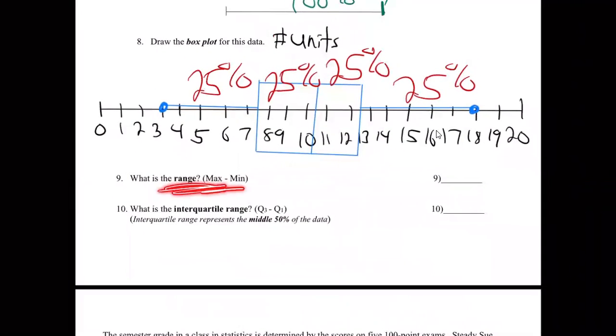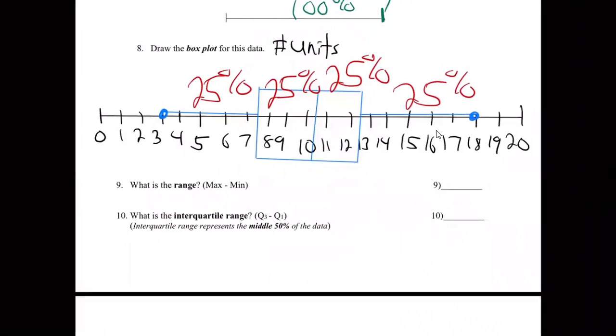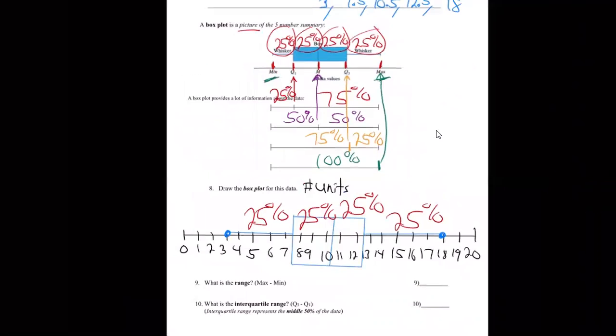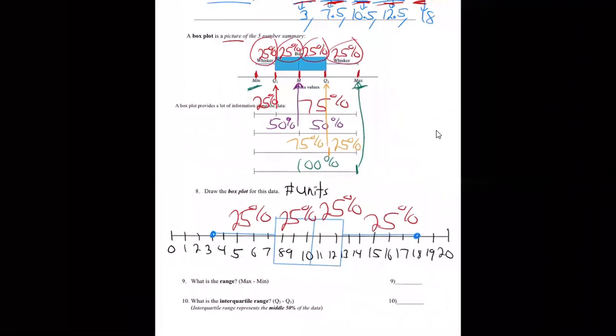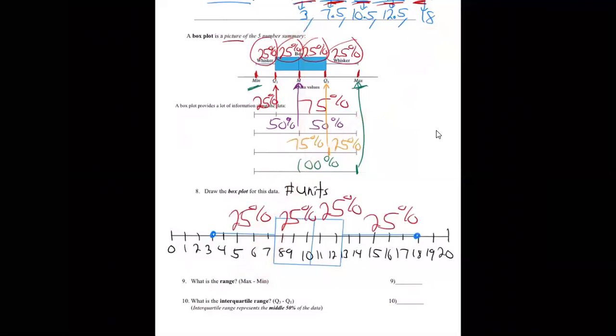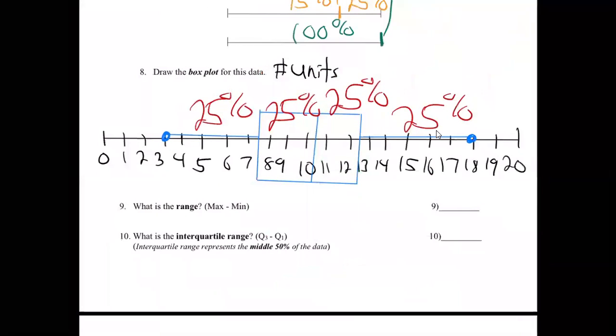Range. How do we find the range? Well, it's telling us right there, the maximum minus the minimum. What's the maximum data value? 18. Yeah, right up here. The max is 18 and the minimum? 3. Right, max and min. So max 18 minus the min 3, subtract that, 15. So that's called the range.